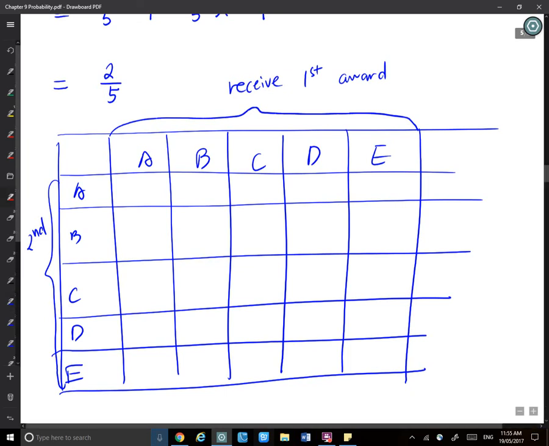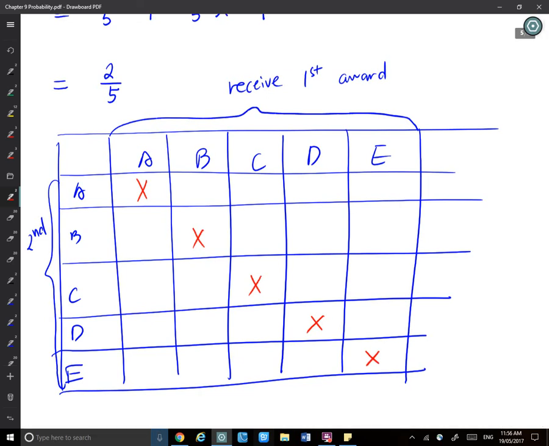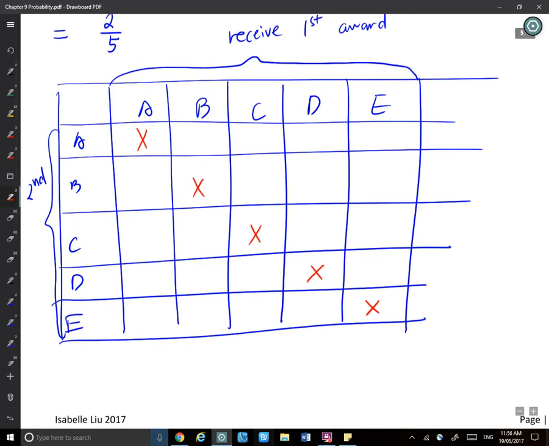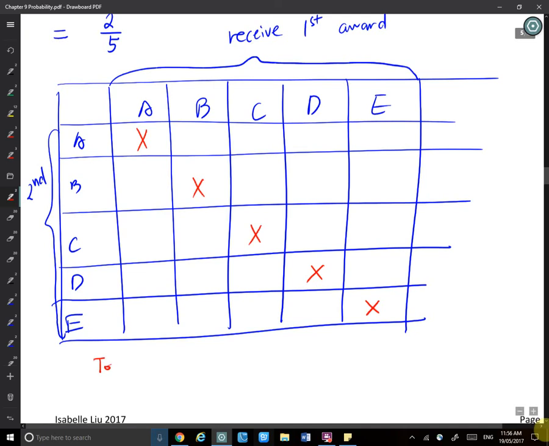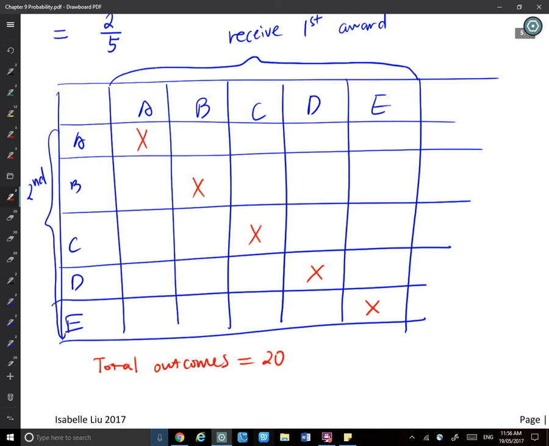Because the same person can't receive both, these must be crossed, because that's a without replacement case. You can't have AA, BB, CC, DD, EE. So those will be crossed. And then how many outcomes are there? Yeah, total outcomes is 20. You have 5 columns, each column you have 4. 4 times 5 is 20.